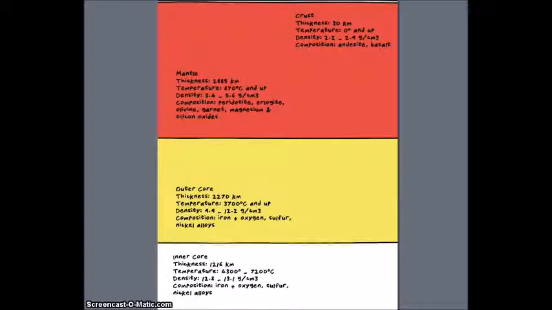And some information about the inner core: it has a thickness of 1,216 kilometers, temperature between 4,300 and 7,200 degrees C. Density between 12.8 and 13.1 grams per cubic centimeter. It is made of the same stuff as the outer core: iron, oxygen, sulfur, and nickel alloys. And the difference between the outer core and the inner core is pressure. There's a lot more pressure on that inner core, so it's going to look a lot different.